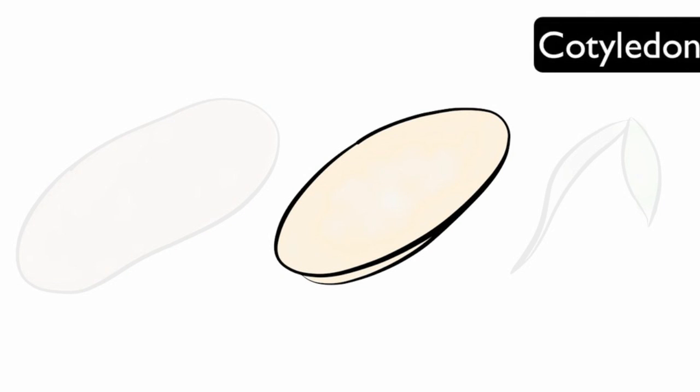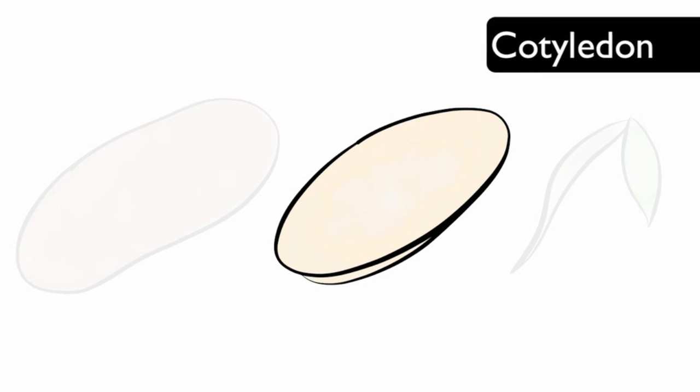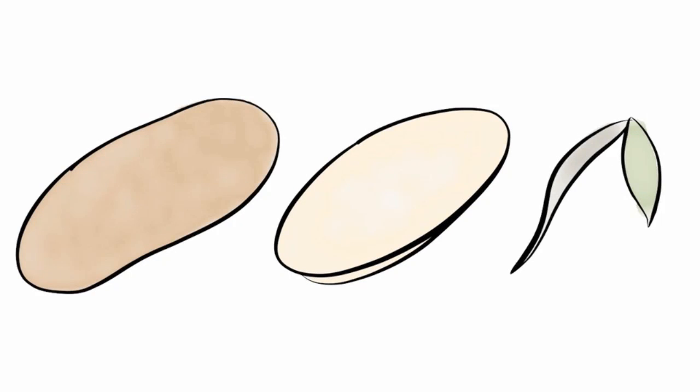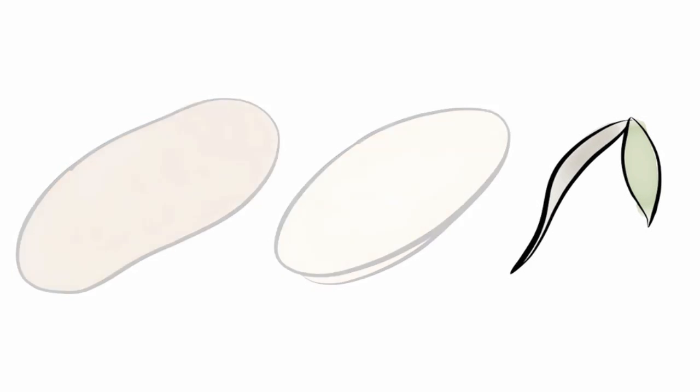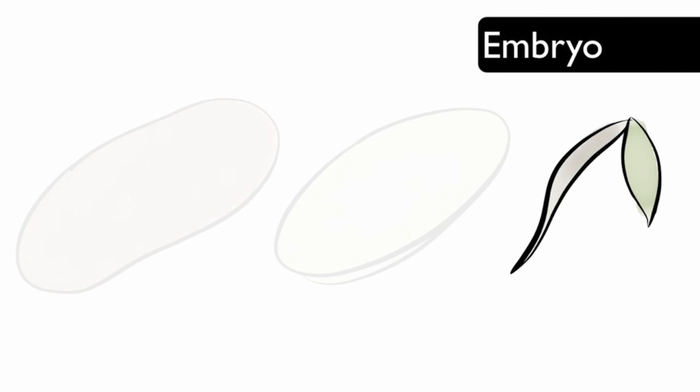The next part is called the cotyledon. The job of the cotyledon is to provide energy for the young plant. When a seed is underground, no sunlight can be used for photosynthesis, making stored energy necessary until the plant can make its own. The last part is the embryo, or the young plant.